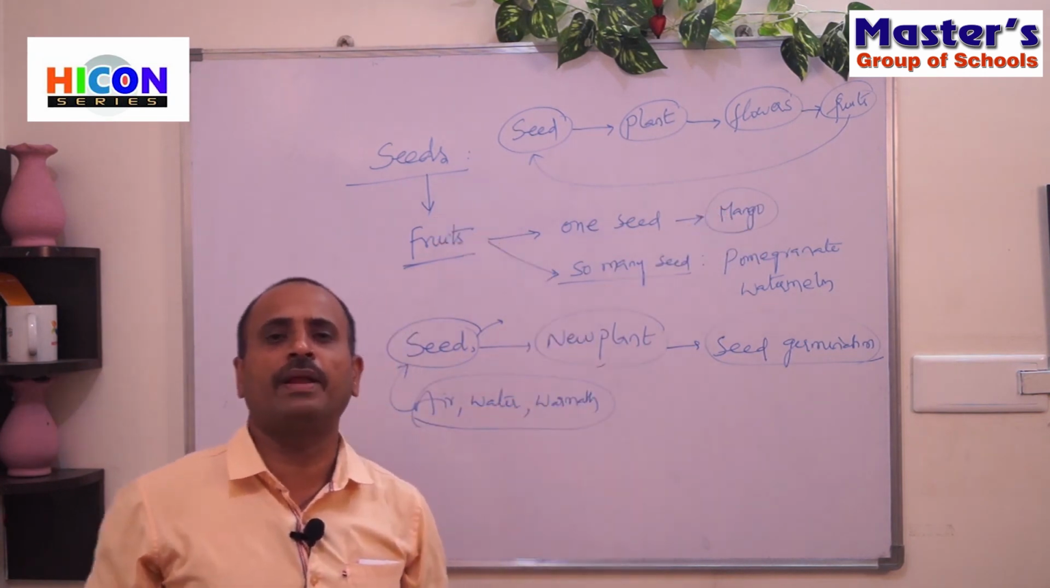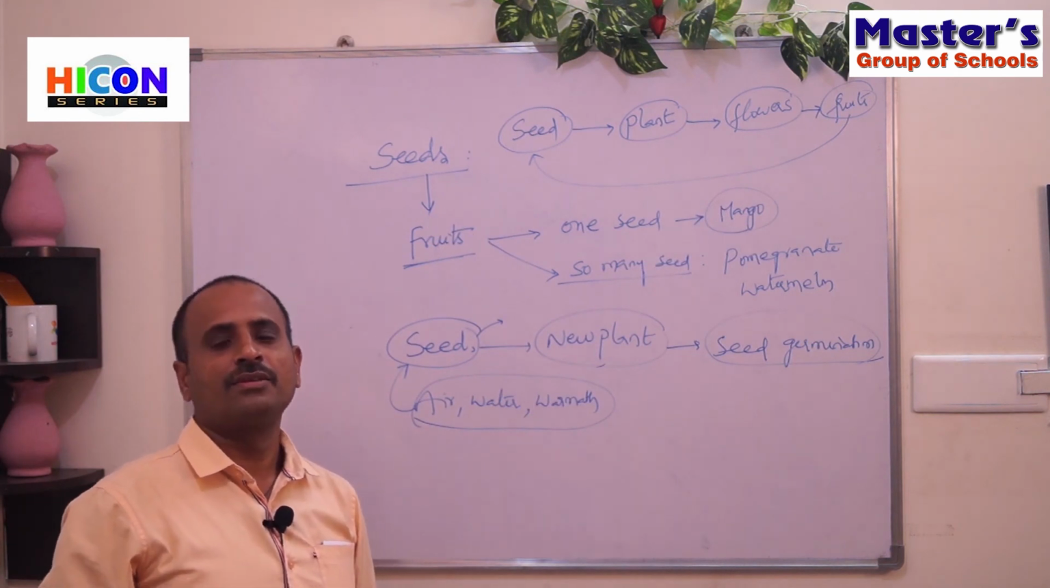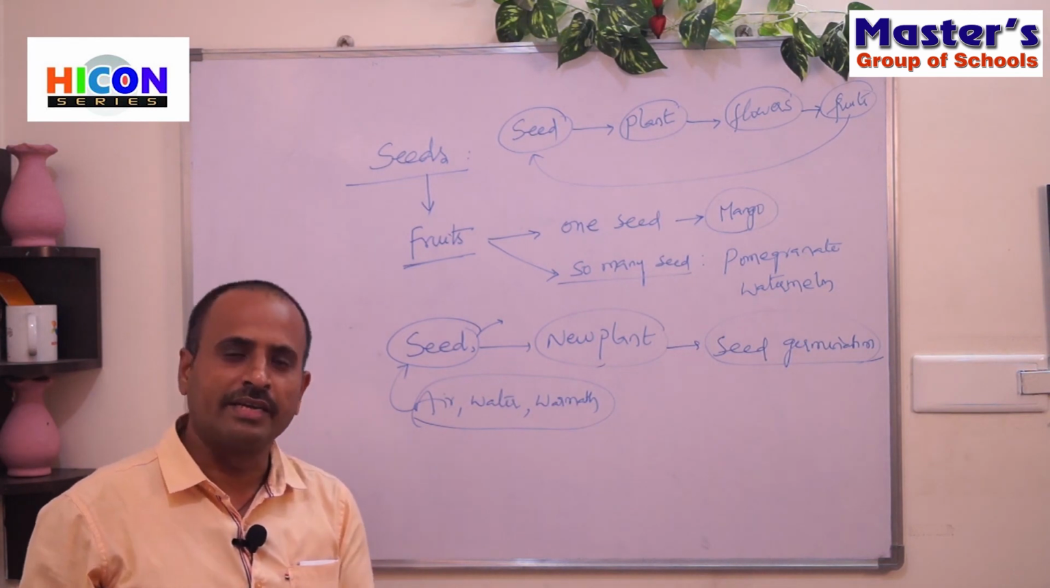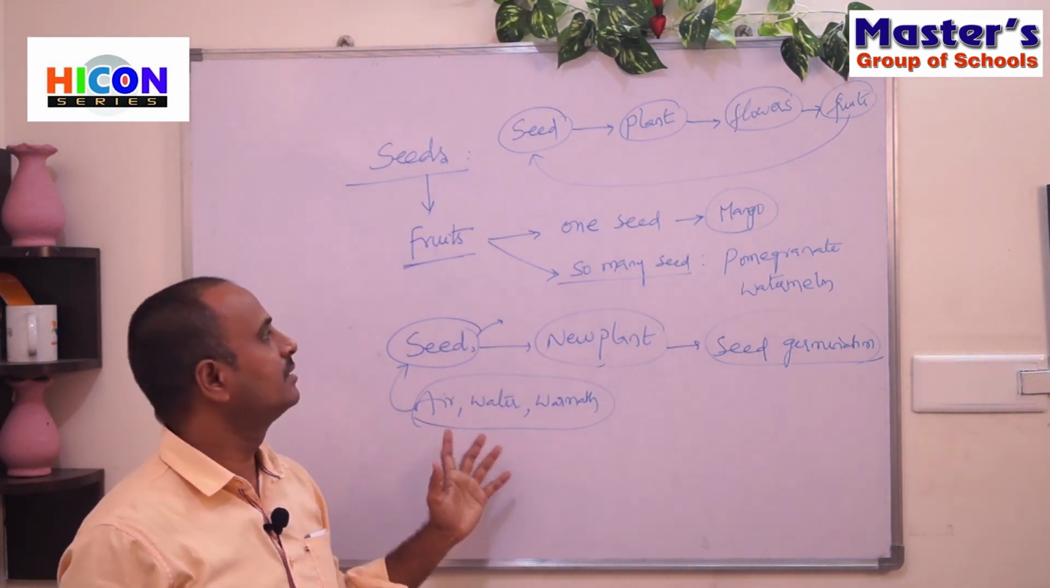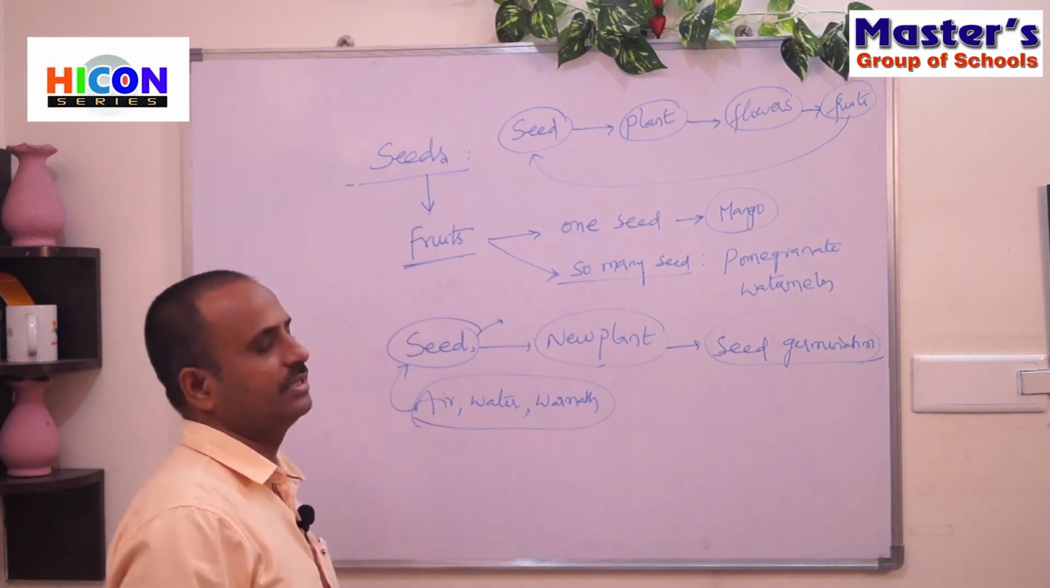In this way the plants reproduce new plants. That's why they are able to survive on the earth, and their race does not become extinct. So this is the process, this is the information about seeds.